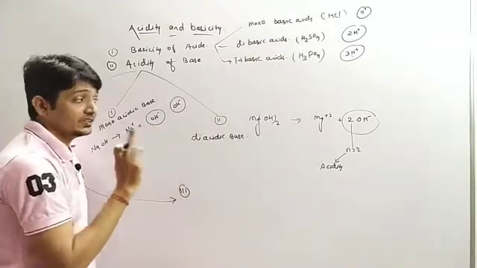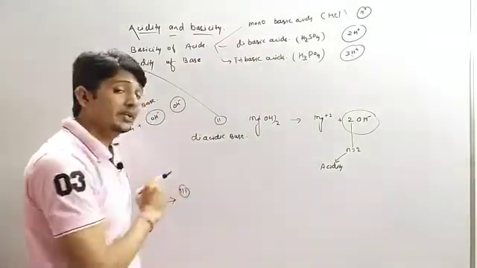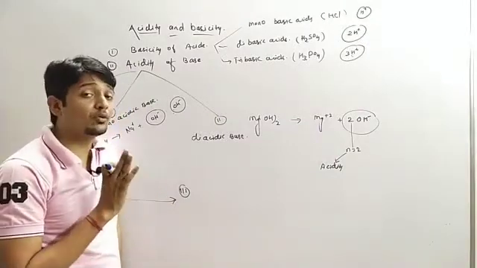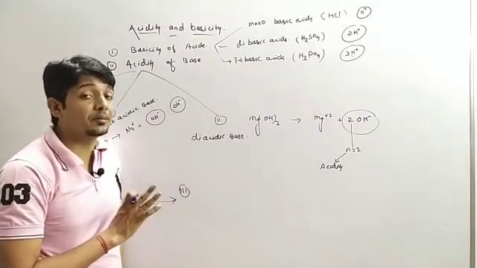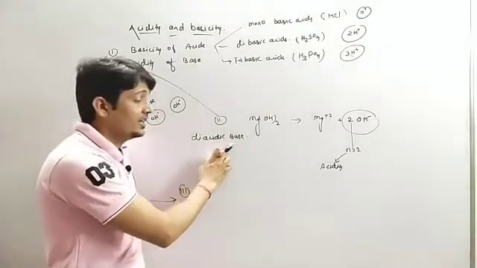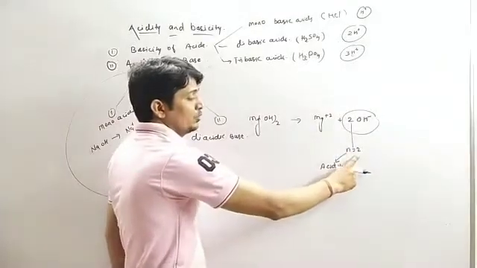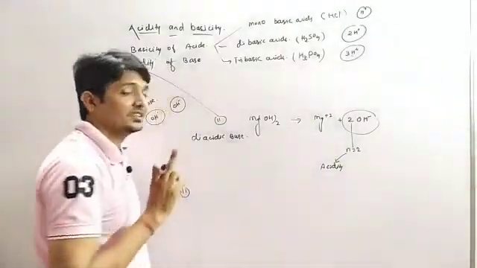We have example here. Then second type is diacidic base. What is diacidic base? The base which have 2 OH negative ion which are replaceable are called as diacidic base, and we have example over here. So here n equals to 2, that means it is the diacidic base.